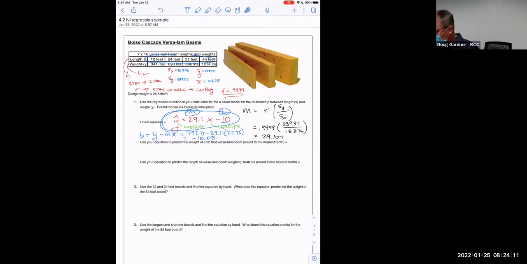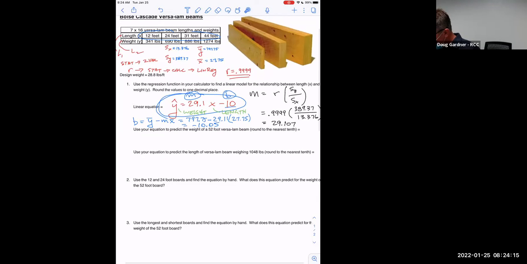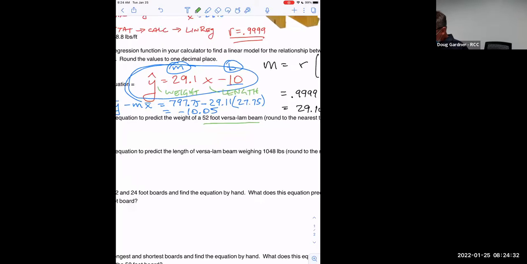It's practical. So the question is, can you use this for something? So you try to get this before I answer it for you. Use the equation that you just found to predict the weight of a 52-foot Versalam beam. Can you see that okay? I guess I can zoom in on this part.